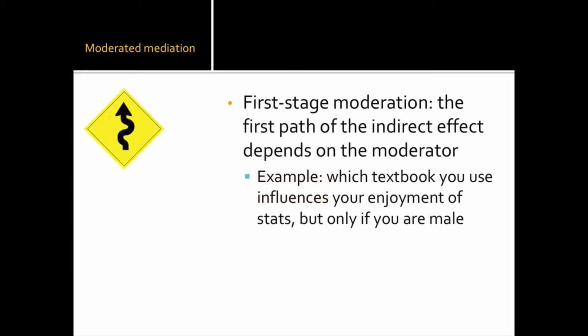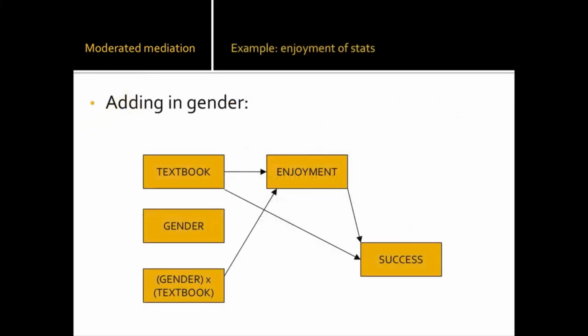Okay, so first stage moderation of the mediation model is where the first path of the indirect effect, in this case which textbook you use influencing your enjoyment of stats, depends on something, which is the new variable, in this case gender. So I'm going to turn this mediation model on its side here. We're going to have textbook. I'm just clearing some space so that I can present this in the clearest possible way. Textbook choice is still predicting success mediated by enjoyment. Okay, so that's the mediation model. Then we're adding in an interaction between gender and textbook.